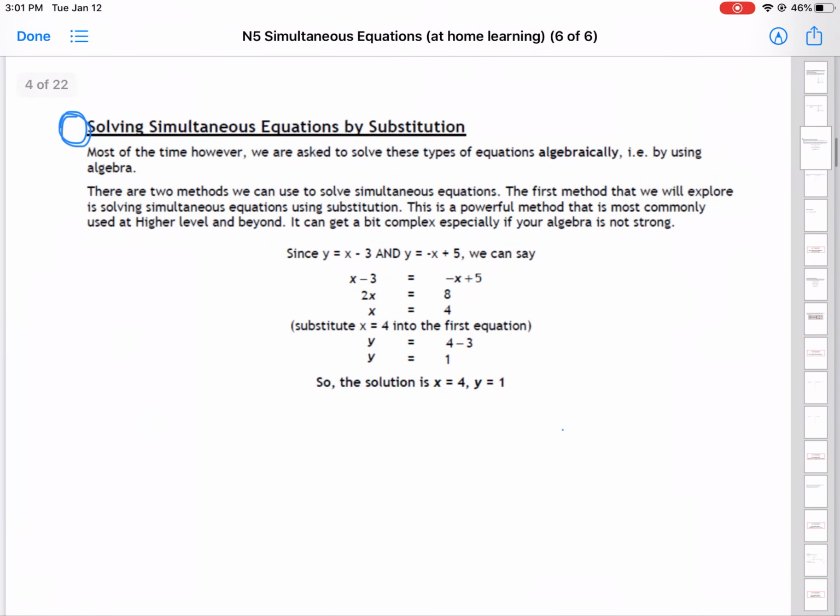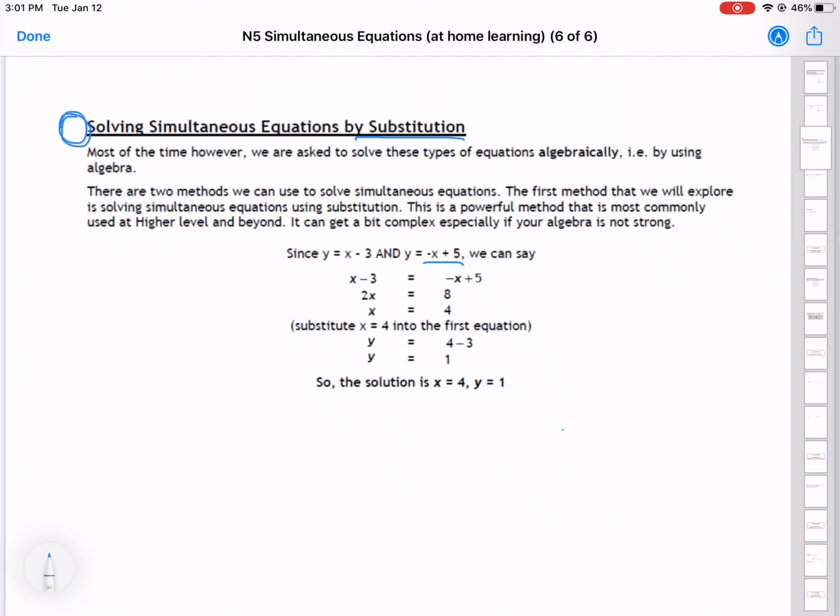What's more likely to happen with a graphical method question is that you'll be given the graphs of two equations and you'll have to decide where they cross over, but you will do this using one of the two methods that I show you in this video anyway. So the first one of these methods is solving by substitution. Now that means taking an expression, so in this case we're taking negative x plus 5 and substituting it in place of something else within the expression, okay?